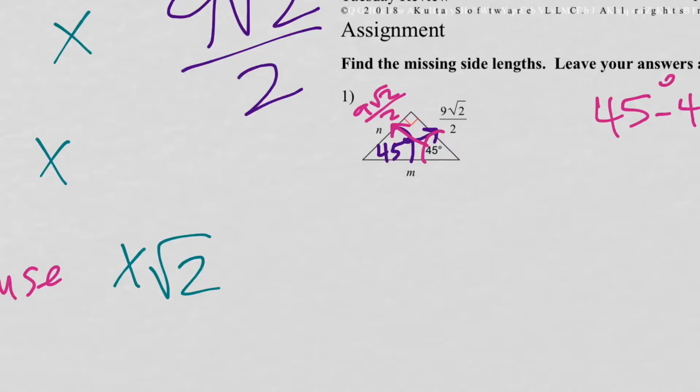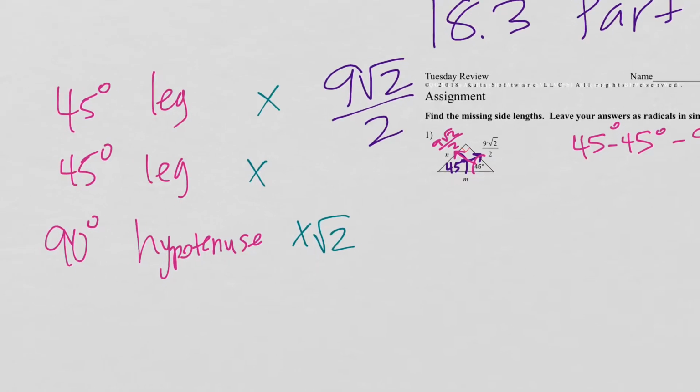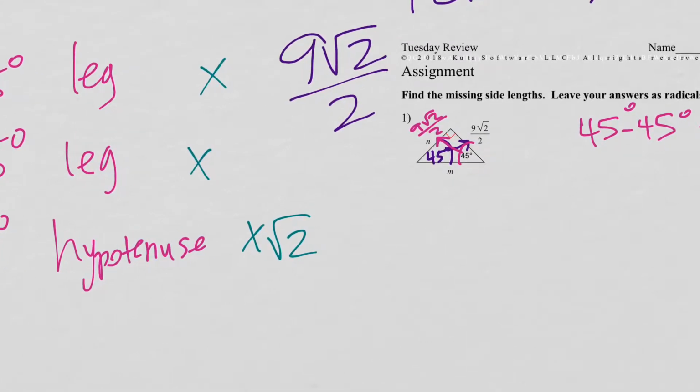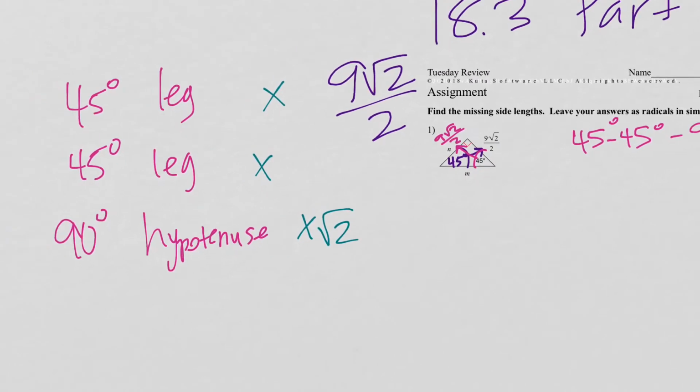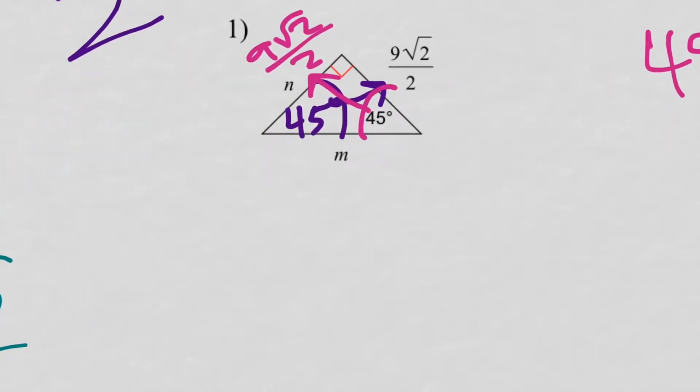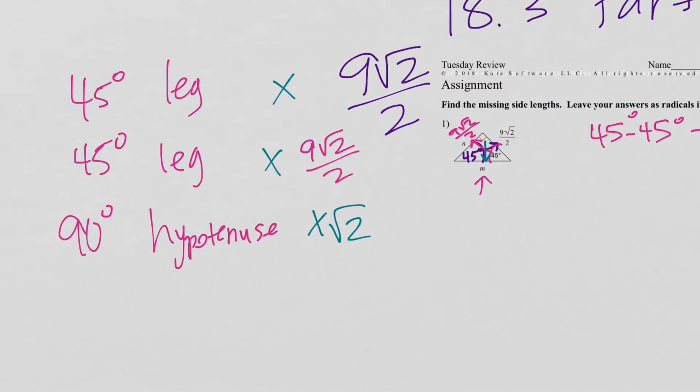Two angles that are congruent, automatically isosceles right triangle, if you have a right angle and two 45 degree angles. So I already know that both of these are equal to the same thing. So now how do I find the value of m? The value of m is my hypotenuse. It's across the right angle.